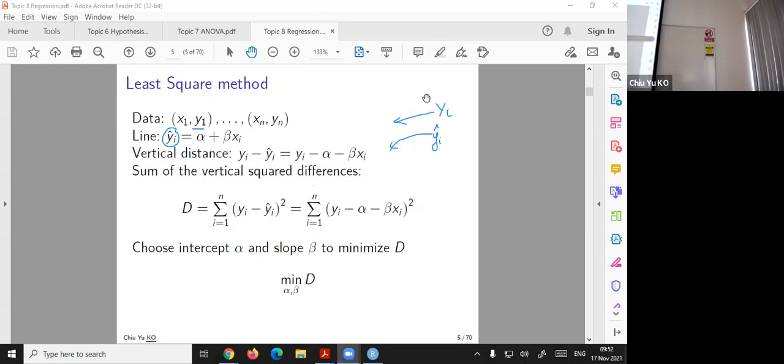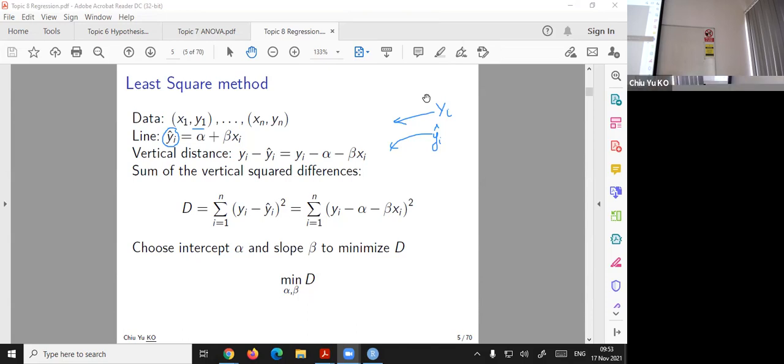The vertical distance is yi minus y hat, as right here. It doesn't matter if it's yi hat minus yi or yi minus y hat, because we will take a square. The reason we take the square is the same as the variance. Why do we take the square? We didn't show the proof here, but when we do minimization, we use calculus, and for calculus it's easier to work with a square than with a cubic or an absolute value. If you learn calculus, you will understand why we use a square.